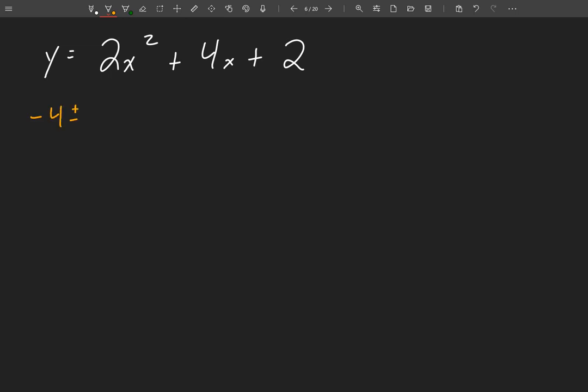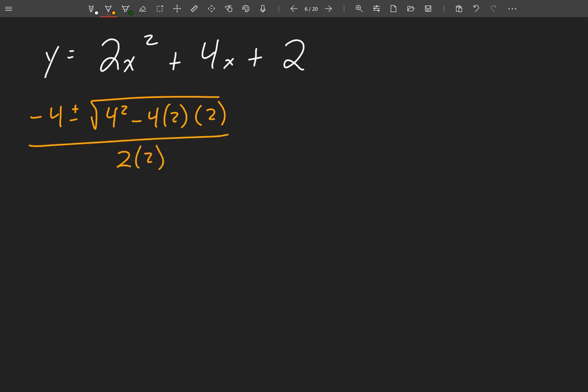All right, negative 4 plus or minus the square root of 4 squared minus 4 times a times c, all over 2 times a. Okay, negative 4 plus or minus, there's 4's everywhere in this, 16 minus 4 times 2 times 2 is 16, all over 4. Well, look what happens. This is where this one gets a little interesting.